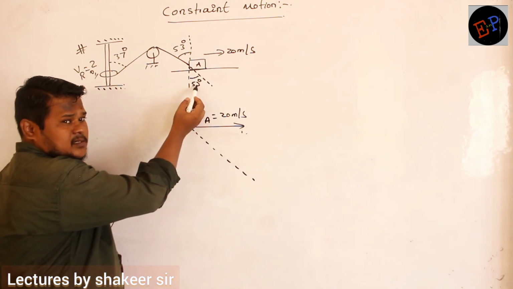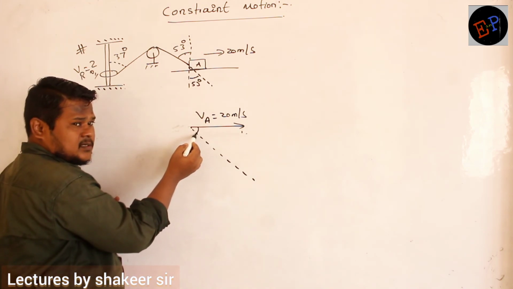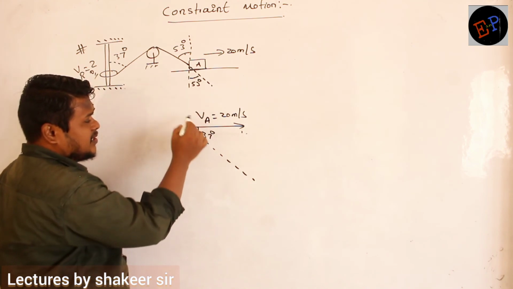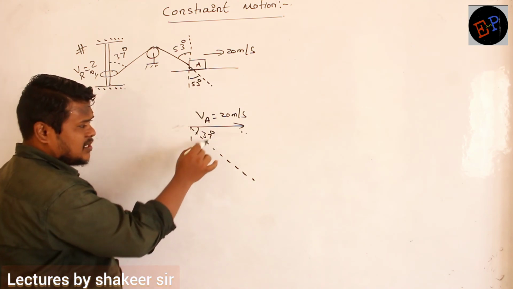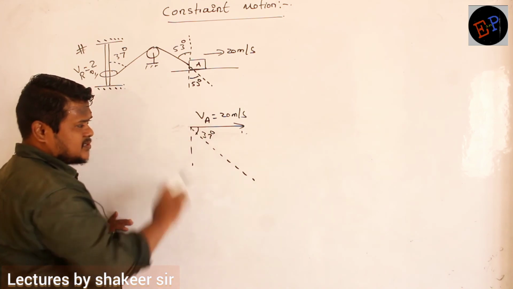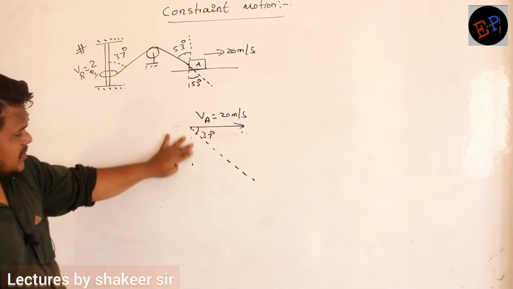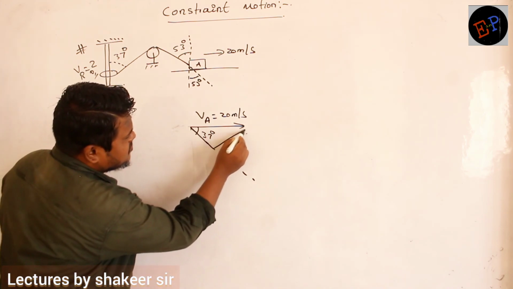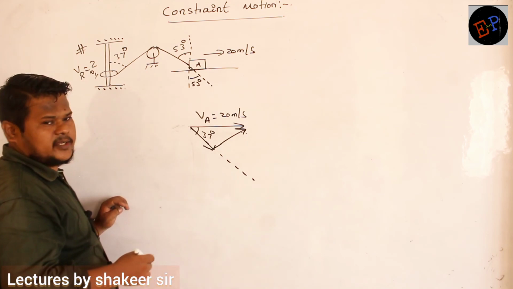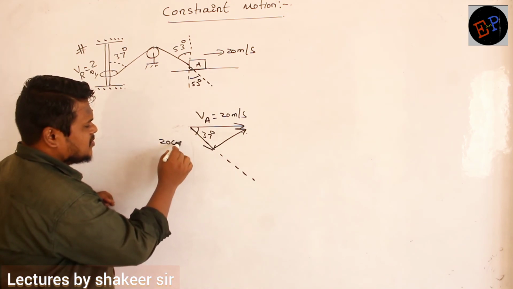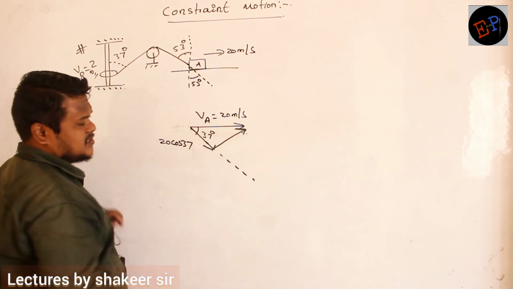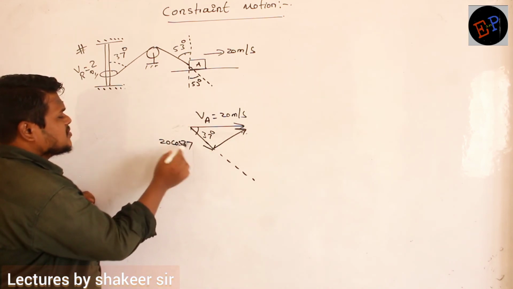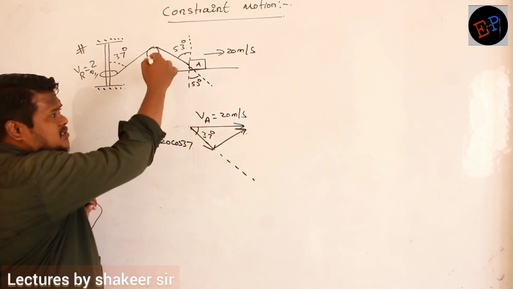What is this angle? 53. Then what is this angle? 37. So the total angle is 90 degrees. If this is 53, this is 37. Okay. Now split this VA such that one component is present in the direction of the rope. So this is 20 cos 37 and this is 20 sin 37. I am not concerned about this one. So what is this 20 cos 37? This is nothing but the rope velocity.